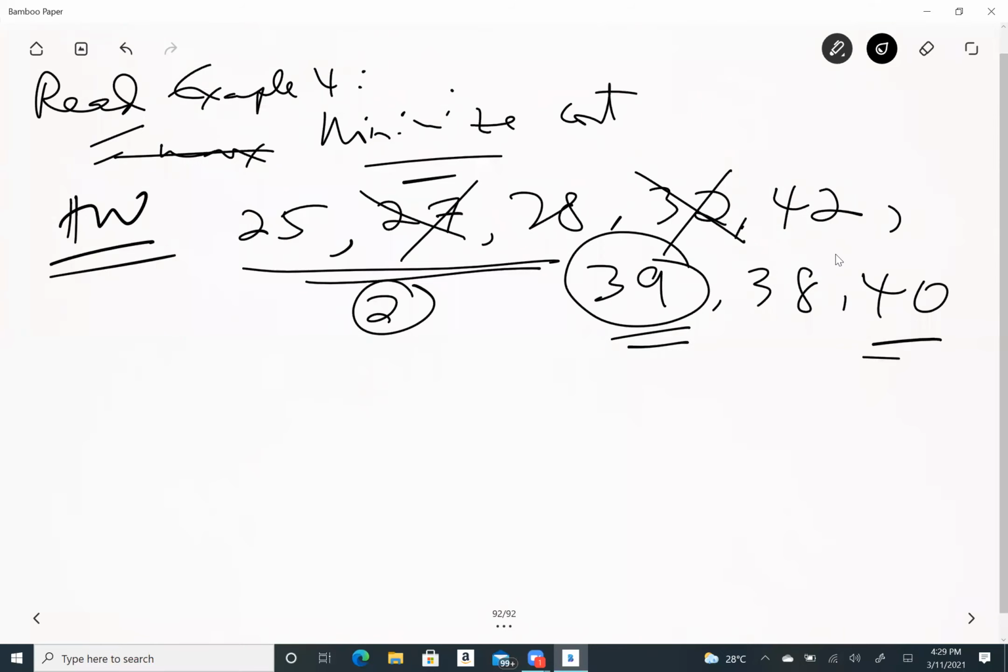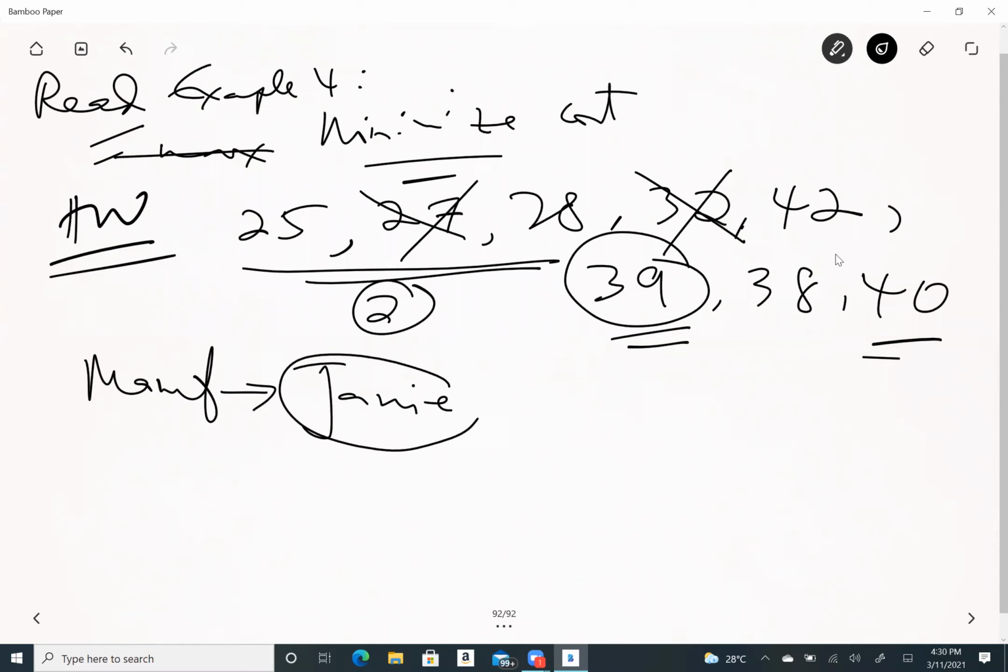39 is the manufacturing company, Jenny's company. So make sure you are doing this Jenny problem. If it is a different number, then it's not 39. This Jenny problem is 11th edition, number 39, in my book. If you have a different edition, probably a different number.